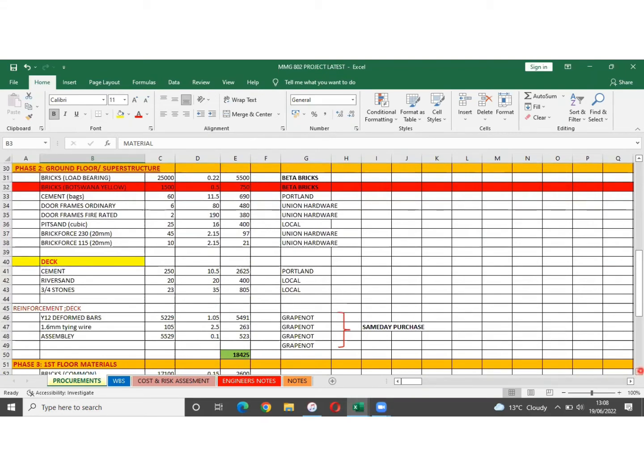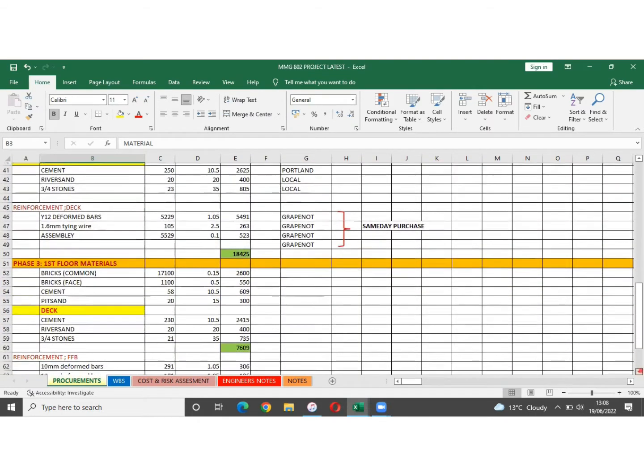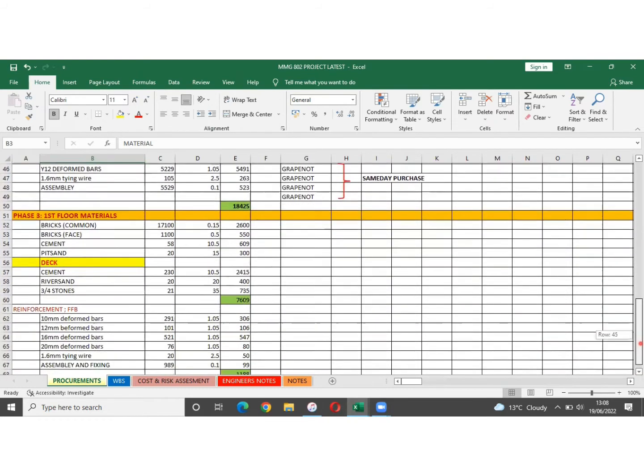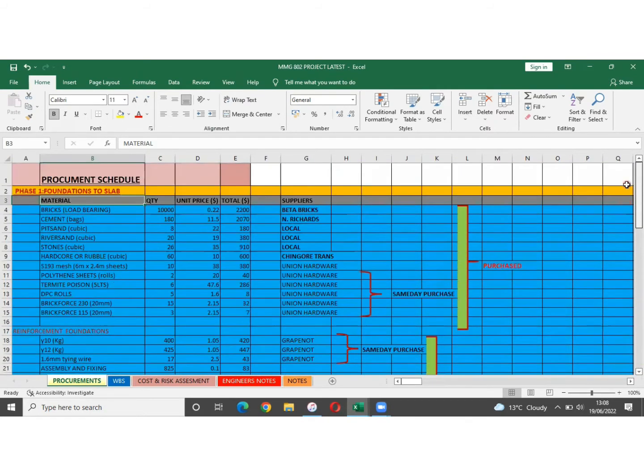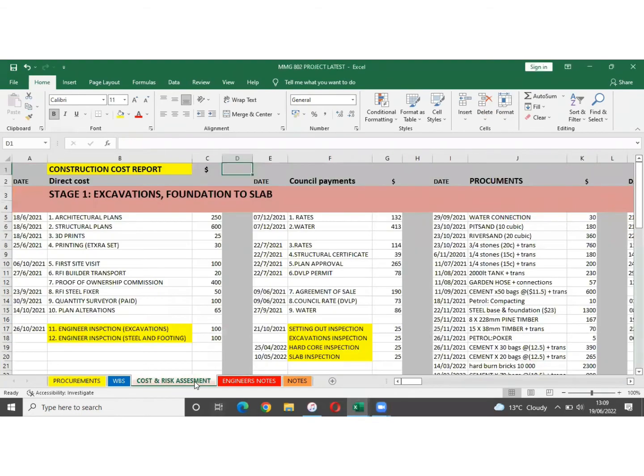And you can see I've put it down as a same day purchase. We just go to Grapenote, one of our best steel suppliers, and they give us a quote, and then we purchase the steel that we need. So there are unit prices, there are quantities, and then there's the total in this procurement schedule.